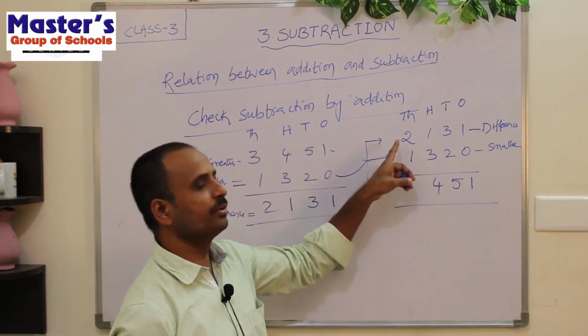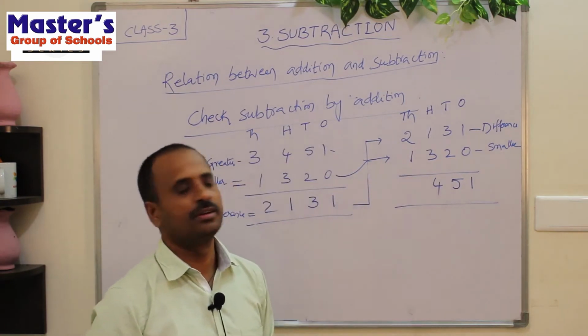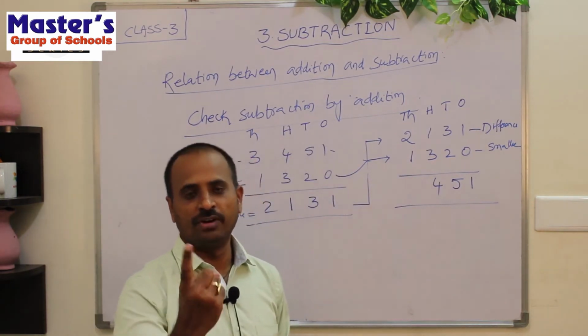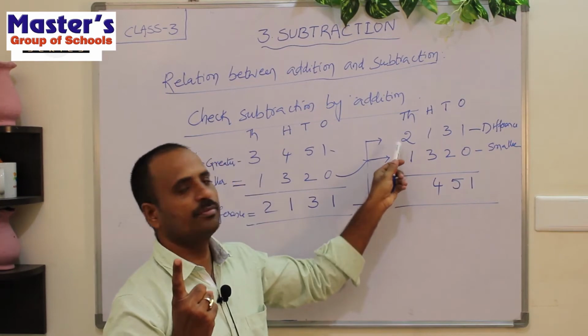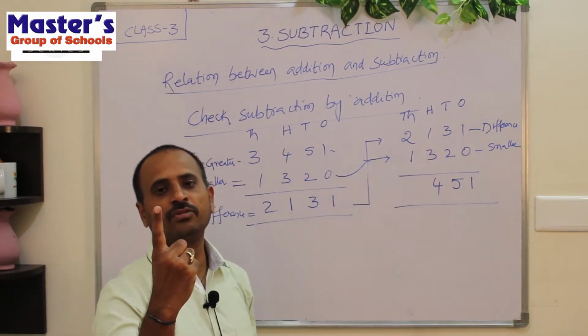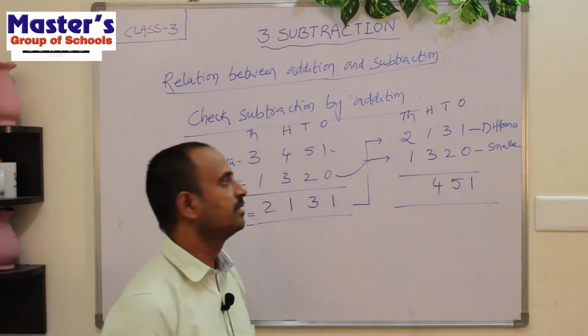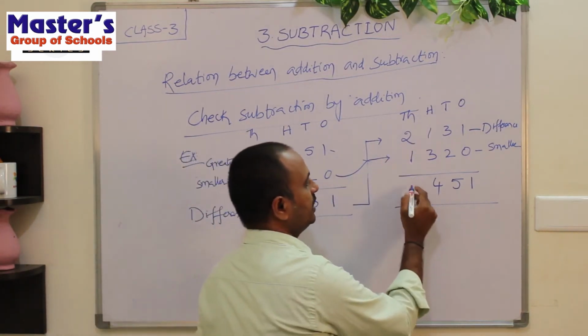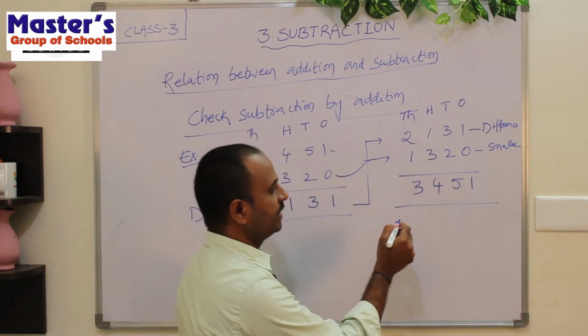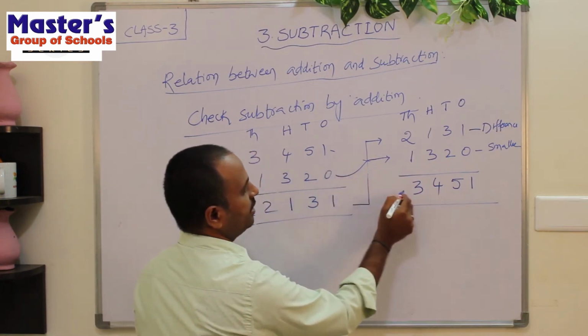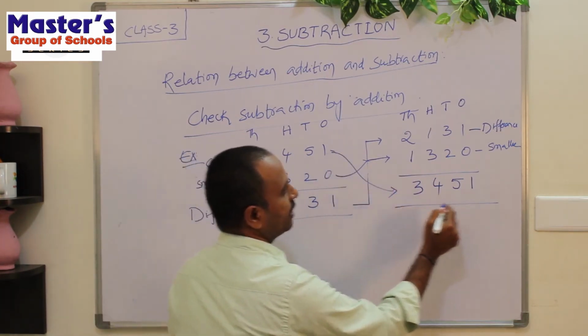What is the first number? 2. What is the second number? 1. So open 1 finger and start counting from the first number. That is, after 2 we will get 3. That means if we add 1 to any number, we will get its successor. What is the successor of 2? 3. So write 3. So what will we get? We have got the greater number.